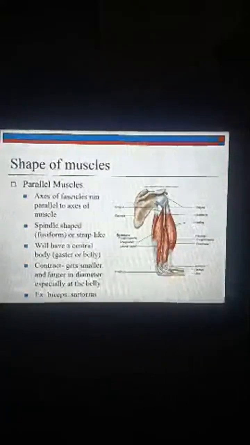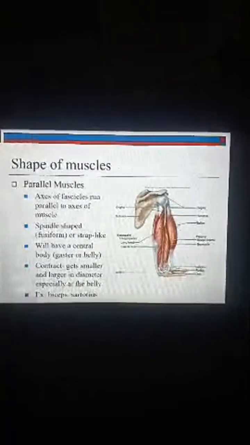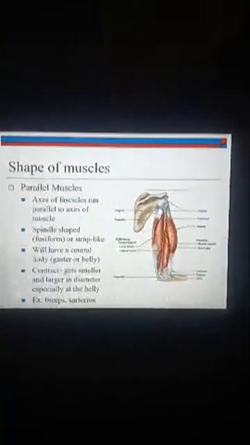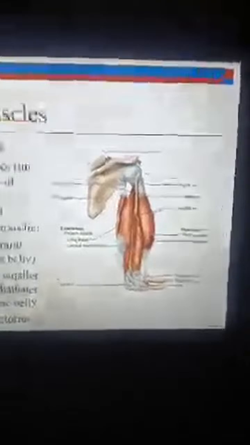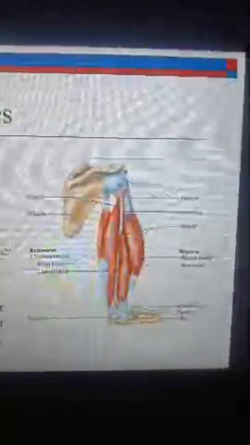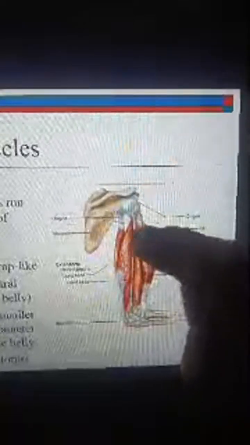First, we have parallel muscles. With parallel muscles, the fascicles are going to run parallel to the axis of the muscle. So these come in two basic forms. We have spindle-shaped muscles, where they're going to have the ends taper to points, or the strap-like muscle, where the ends are the same width as the middles. Now, some books will separate these into two categories. Others will keep them together, like we have in our notes.